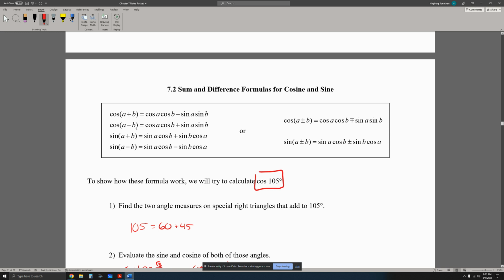The difference formula for cosine is very similar, but now instead of subtracting the signs, we're adding the signs. One way that I remember this is that our cosines go together and our sines go together, and the operation in between is going to be opposite that which is inside the argument of the cosine.